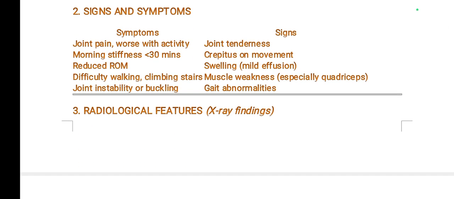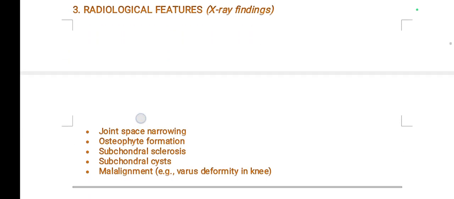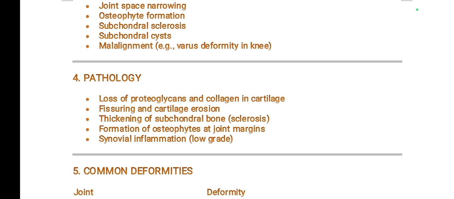Signs and symptoms. So the symptoms are joint pain, worse with activity, morning stiffness less than 30 minutes, reduced range of motion, difficulty walking, climbing stairs, joint instability or buckling. The signs are joint tenderness, crepitus on movement, swelling, mild effusion, muscle weakness, especially quadriceps, gait abnormalities. Radiological features, X-ray findings: joint space narrowing, osteophyte formation, subchondral sclerosis, subchondral cyst, malalignment, that is varus deformity in knee.